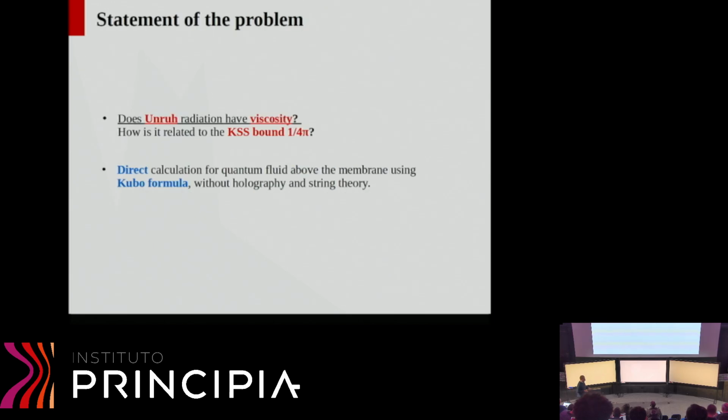So, summarizing, we could point out such a problem. Is it possible to connect these two effects, the Unruh effect and this bound on the viscosity, and calculate viscosity for Unruh radiation without any use of string theory and holography, directly using Kubo formulas? And this I will show you.